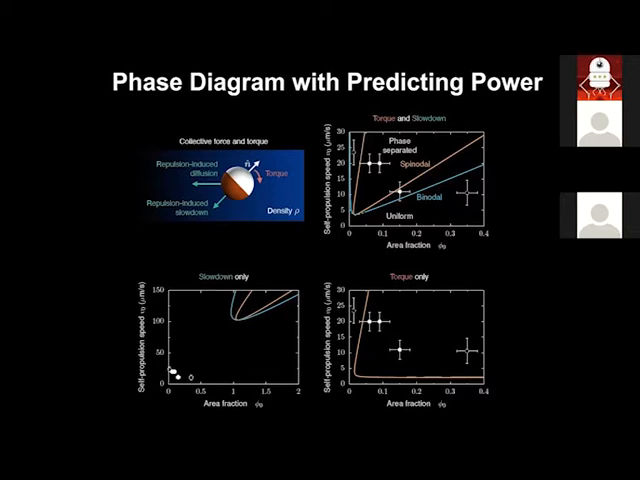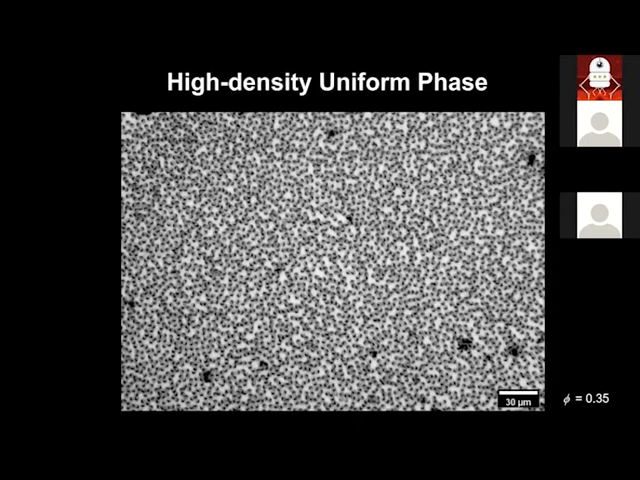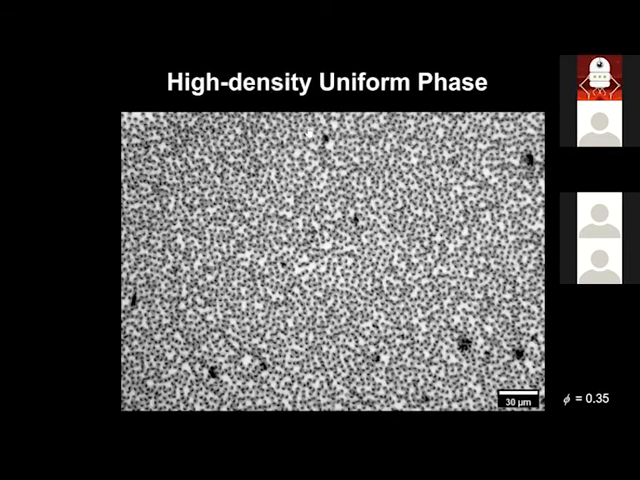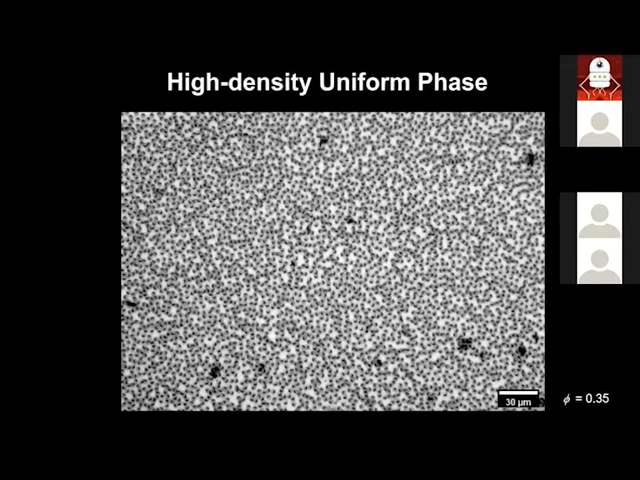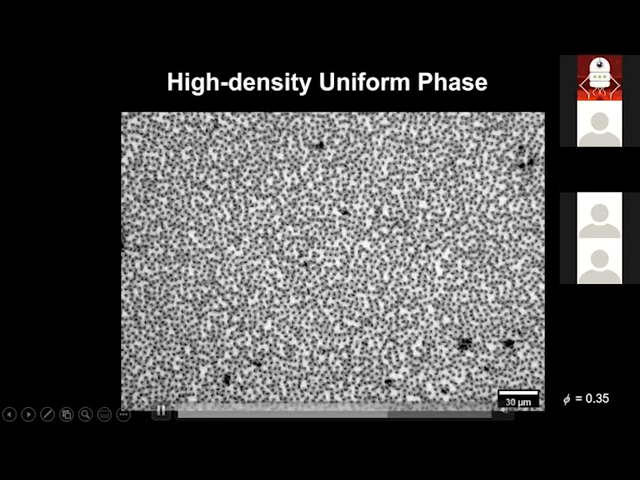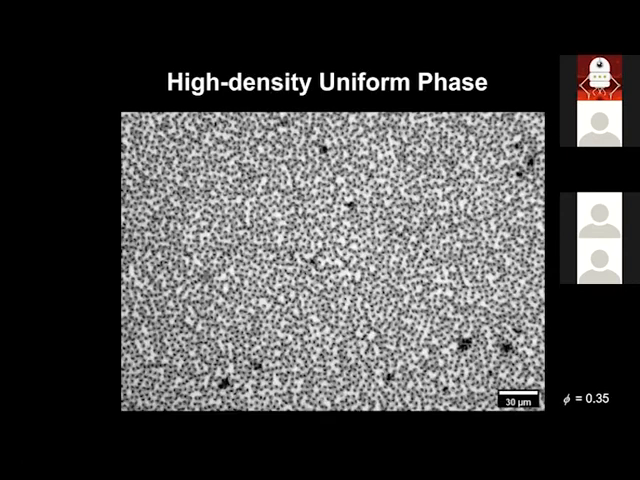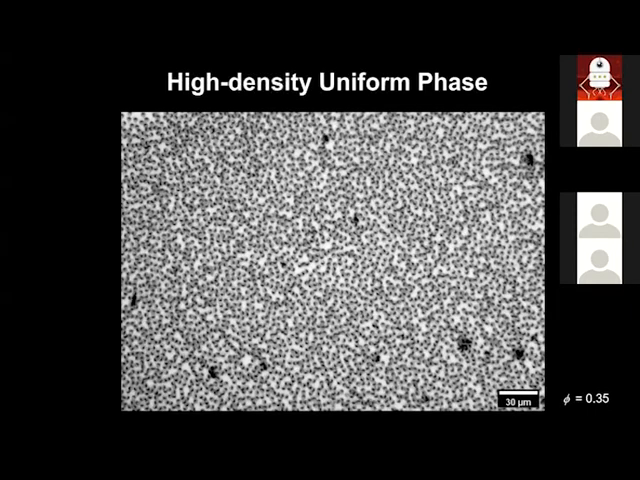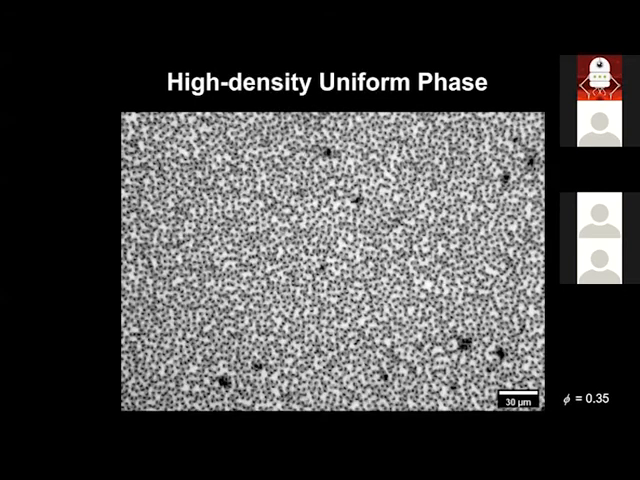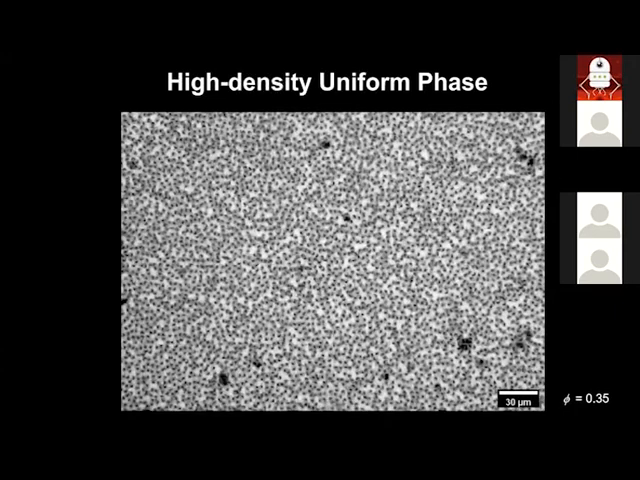So I went back to the experiments and found a high density uniform phase. At area fraction of 0.35, we see again a uniform phase without phase separation. There are transient chains still and coordinated motion everywhere in this system, similar to the clusters which we have seen before, but there's no phase separation. Or maybe we can regard this as a giant whole cluster of the system compared to the clusters we had before, because their internal dynamics is very similar. But anyways, this is a very good example of the predicting power of the theory we had, and also helps us gain confidence in our comparison between the experiments and our theory.